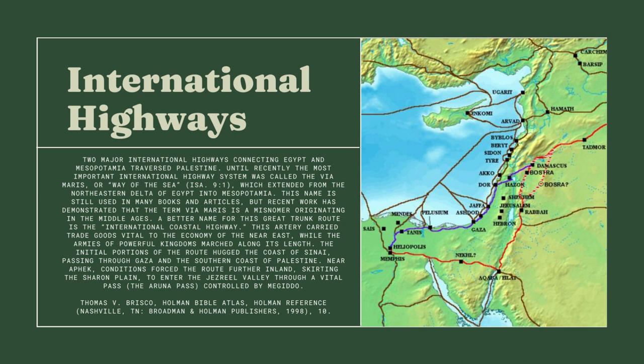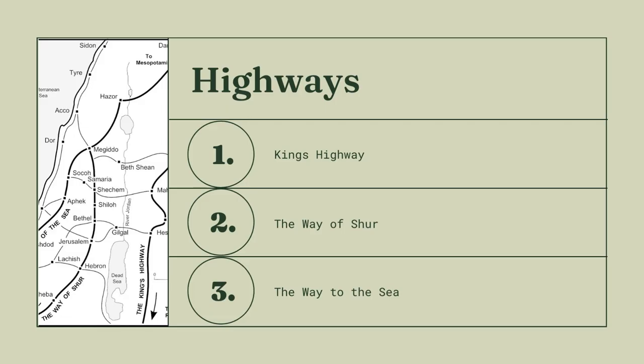Also, we have multiple highways that we're speaking of. And here are the highways that we are talking about. This is the King's Highway, which is probably the main one we think about. We have the Way of Shur, and then the Way to the Sea.